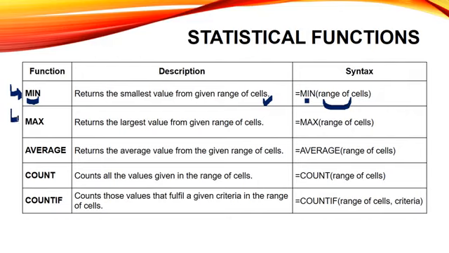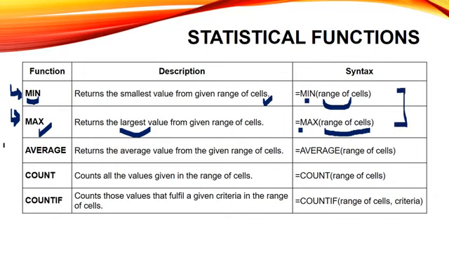Next function we have is the max function. Max is the shortened form of maximum, and this max function is used to find the maximum or the largest value from the given range. The syntax of the max function is equals to max, and then we write the range of cells. So these two functions are generally used to find the minimum and maximum value.